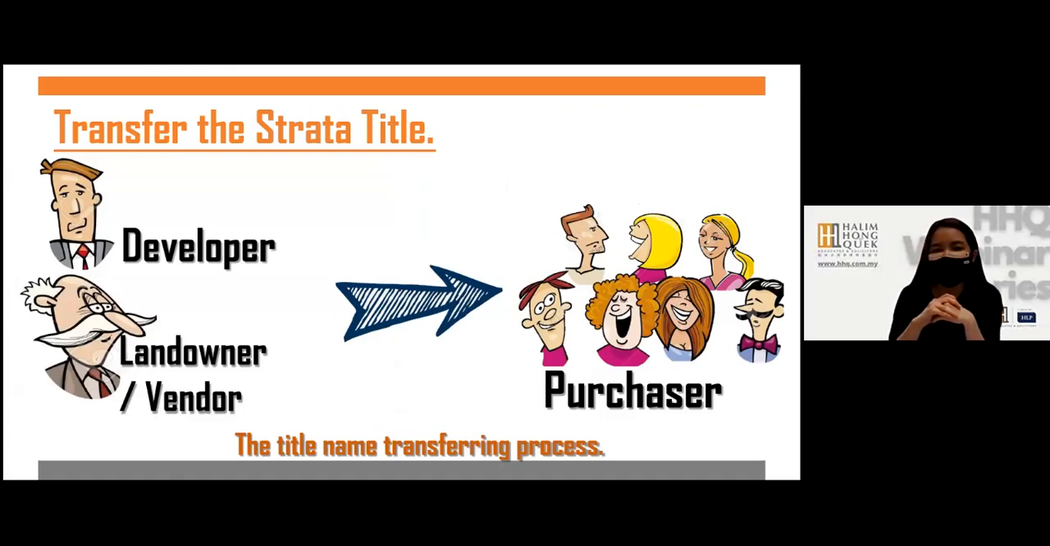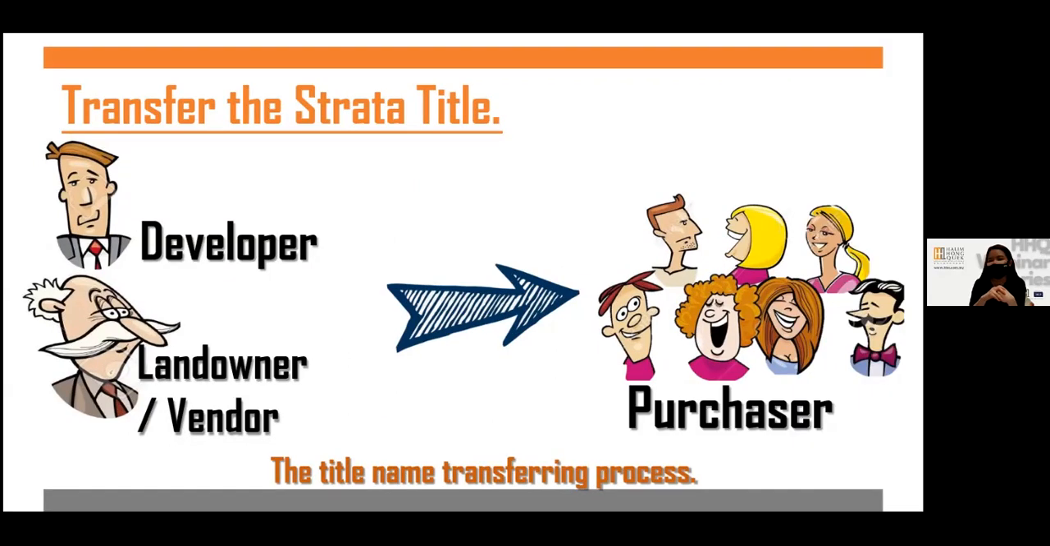So you can see from here, transfer of a strata title, and you'll see a very cute cartoon here of the developer or the landowner or the vendor, whoever is the proprietor. Proprietor means the registered person in the title, tuan punya tanah, so what we call the registered owner. The process is from the landowner to transfer it to the purchaser, who is the beneficiary owner of the property, because they have already paid the full purchase price to the developer or the landowner.